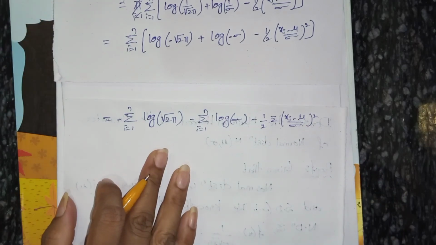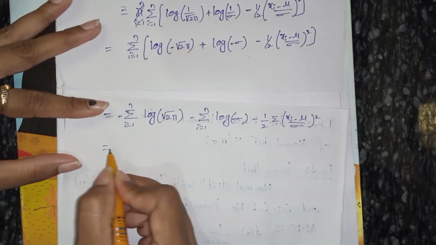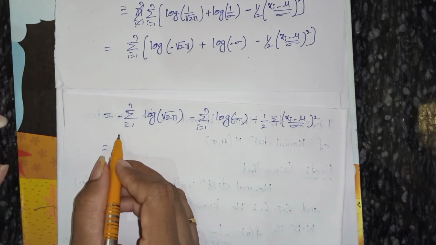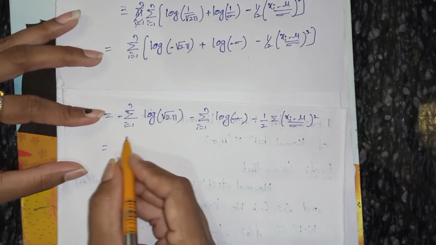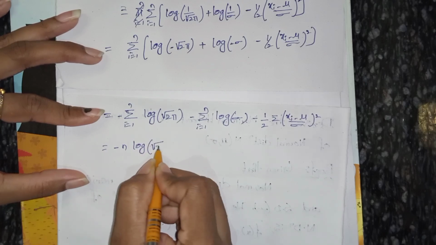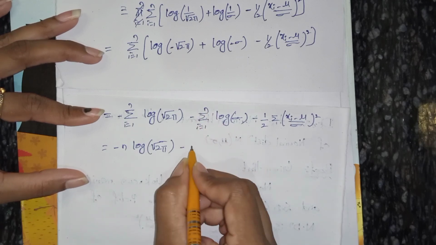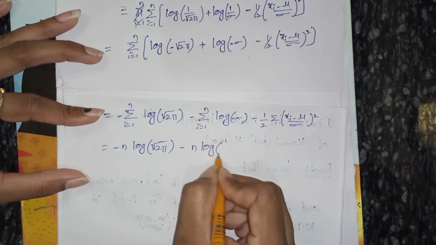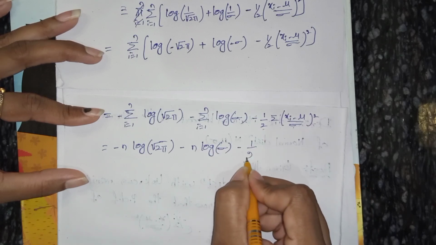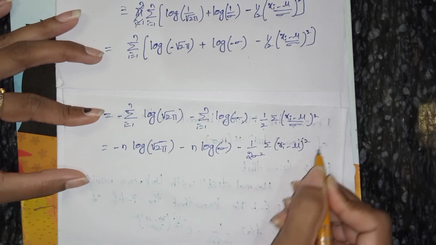Okay, so now how can we write this term? In place of summation we can substitute n. Yes or no? Summation in the sense that all the n terms we are going to add, so in place of summation we can simply write n. So that means minus n log root 2 pi, minus, in place of summation again n log sigma, minus 1 by 2 sigma square summation (xi minus mu) whole square.